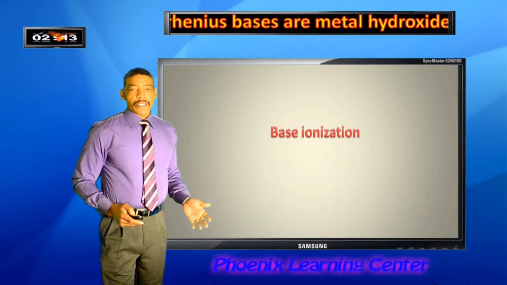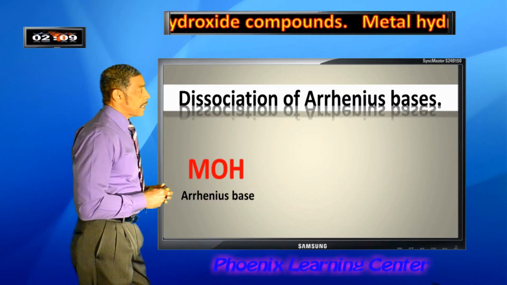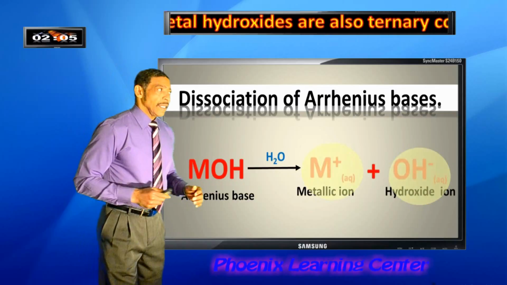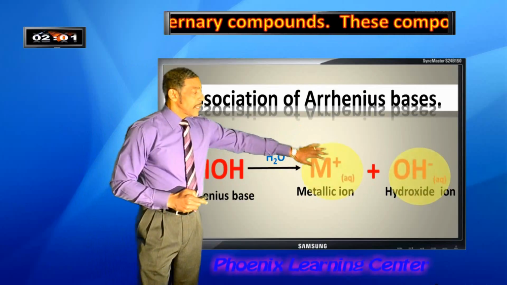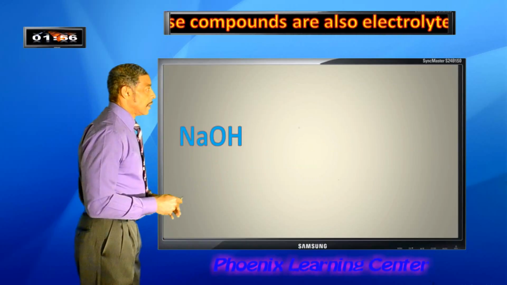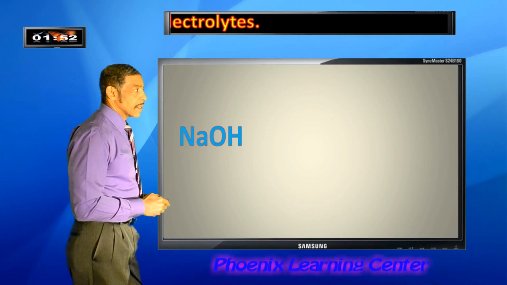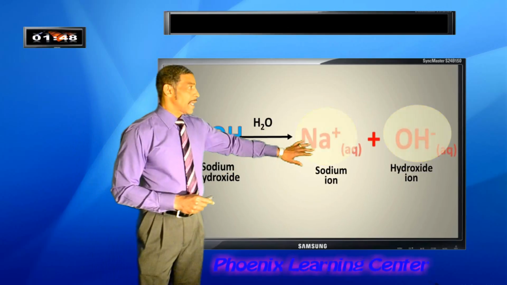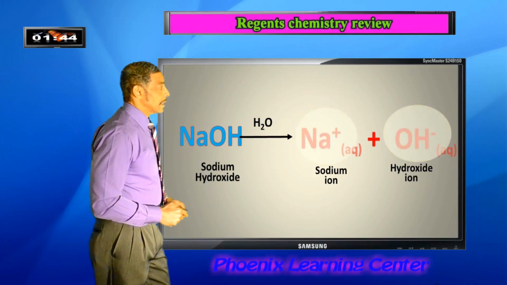Now for the ionization of Arrhenius bases. When Arrhenius bases undergo ionization in solution, the metallic cation is produced and the hydroxide polyatomic ion is also produced. For example, when sodium hydroxide is added to water, the compound will ionize to produce the sodium cation and the hydroxide polyatomic ion.